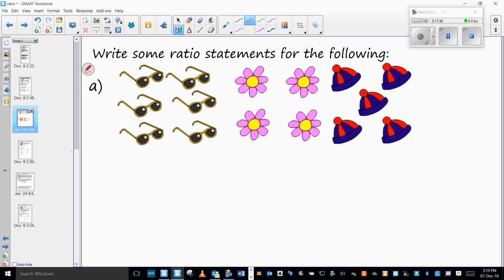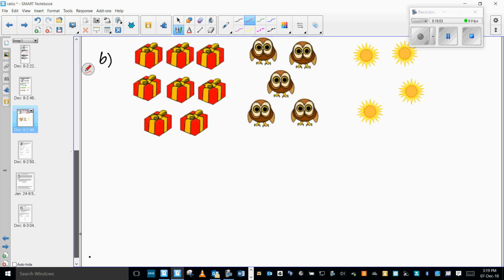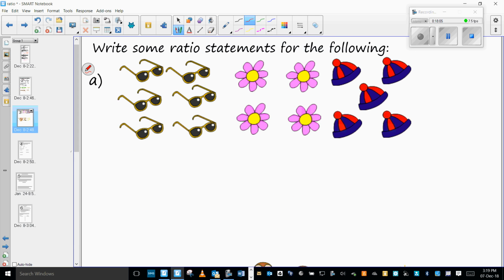Write some ratio statements for the following. Okay? You can just write 2 for each one. So think about something that you could compare. You can compare all 3 of them. So what are these? Sunglasses. What are these? Flower. What are these? Hats. Okay. And then what are these? Presents. Sun. Okay. So random. Just checking that you can see them. So just write a couple of statements for both A and B and let's see what you come up with.